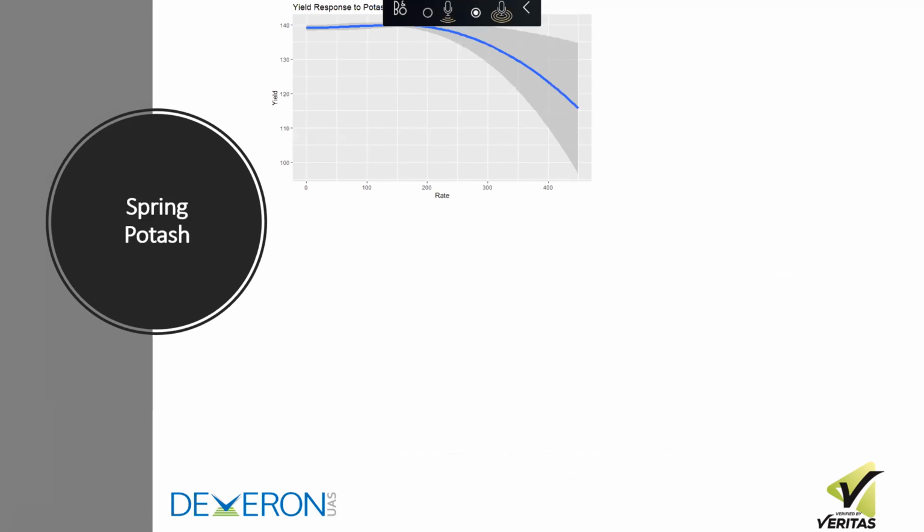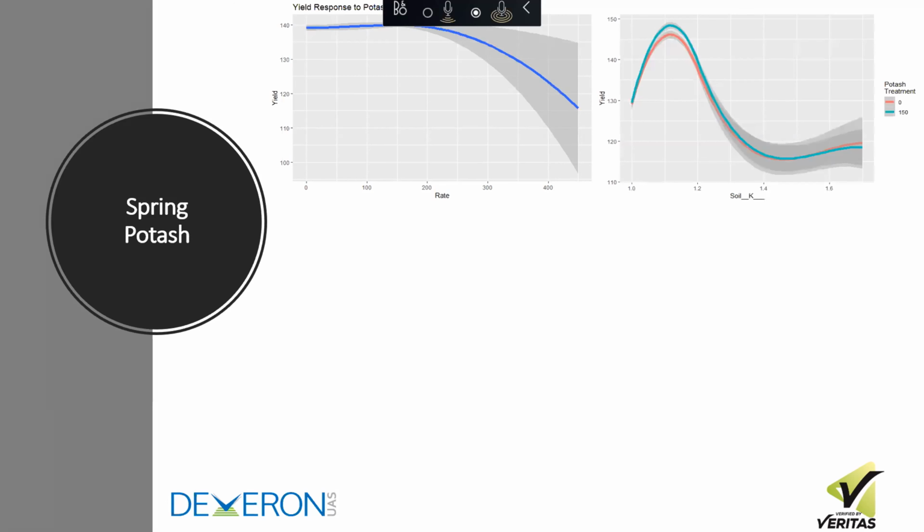Spring potash. Okay, you don't have to be a rocket scientist to look at this curve to realize that spring potash doesn't look like a real hot idea. Kind of flat from 0 to about 200. Anything above 200, it tails off pretty quick. And when you look at the data, we split it out looking at 0 and 150 pounds to look at the difference. Those curves basically lay on top of each other.